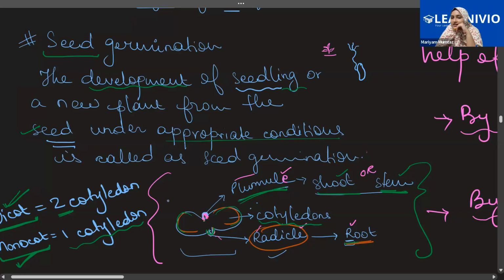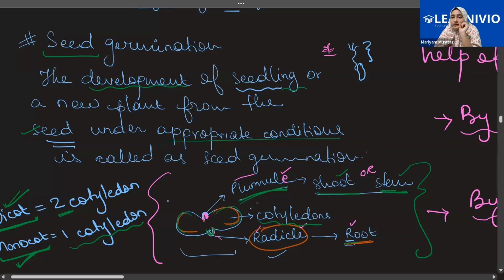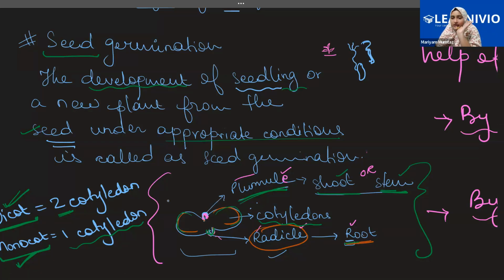Have you ever planted a seed? Have you seen a tiny little leaf would arise? Isn't it? And then it will grow to the whole entire big plant. So this development of the seedling, which is a tiny plant, tiny sapling from the seed, is called seed germination. Meaning it got germinated and gave rise to the new plant.